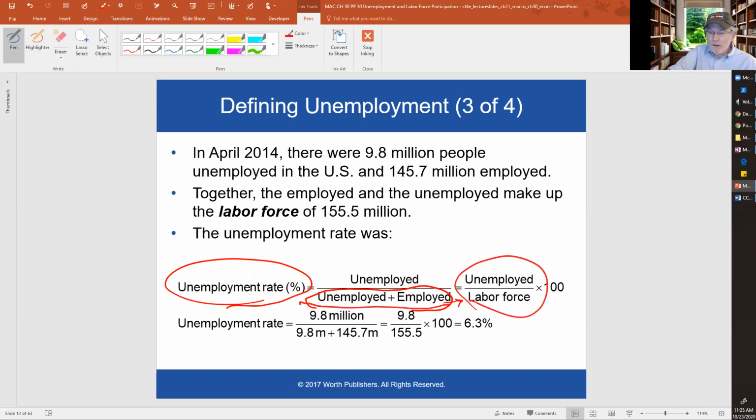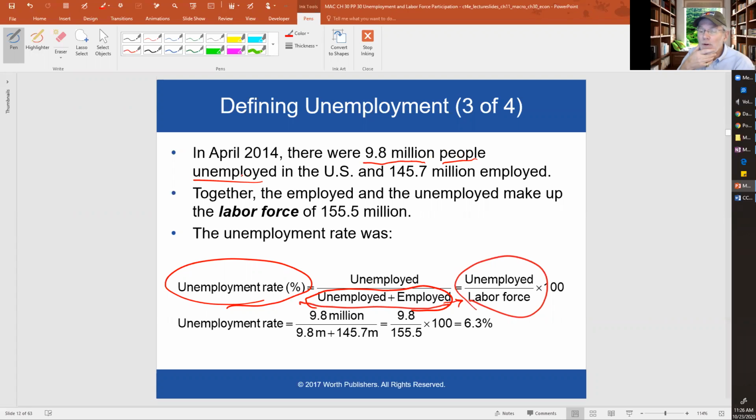Not a difficult calculation, but lots of opportunity to make mistakes. So let's go through this example. April 2014, there were 9.8 million people unemployed. Okay? So read carefully. Go back and reread it if you're not sure what you've read.